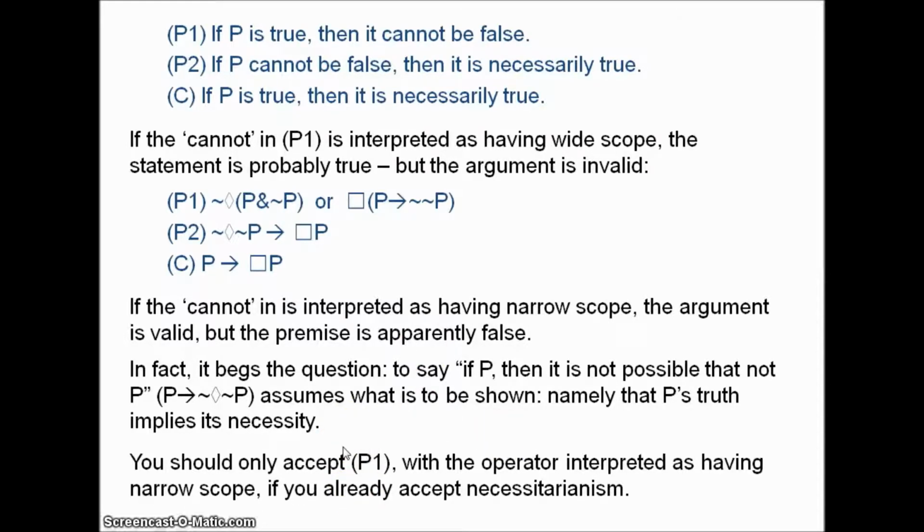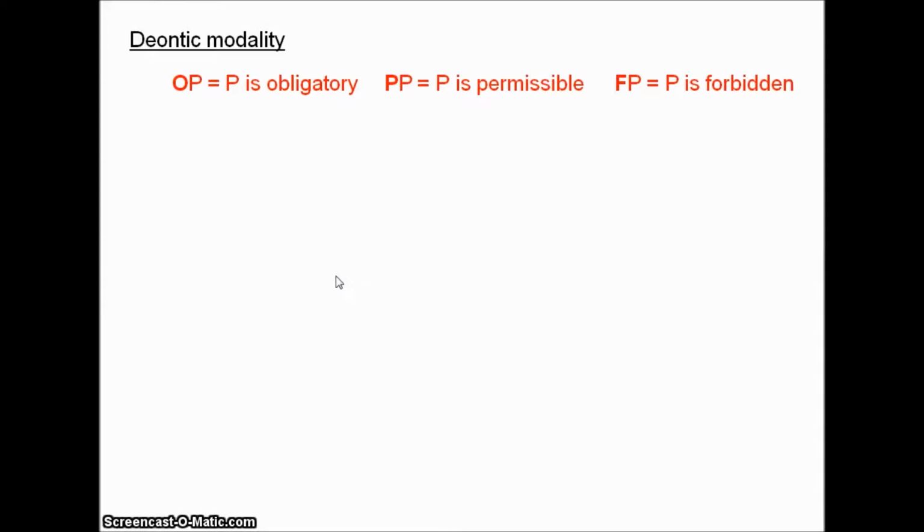Okay? So that's the modal scope fallacy concerning alethic modality: necessity, possibility, contingency. I hope that was reasonably clear. Let's consider a different kind of modality, deontic modality. The modality of obligations, permissions, oughts and ought nots, and so on. Here's a basic key for deontic logic.